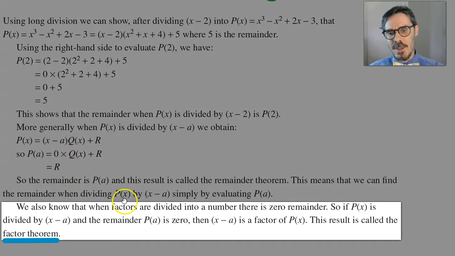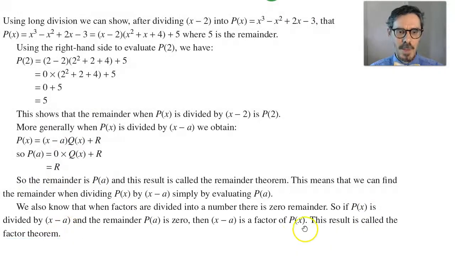So, the factor theorem says if p of a is 0, then x minus a is a factor of p of x. That is to say, if I can find a value a for which the remainder is 0, then I have found a factor of my original polynomial.